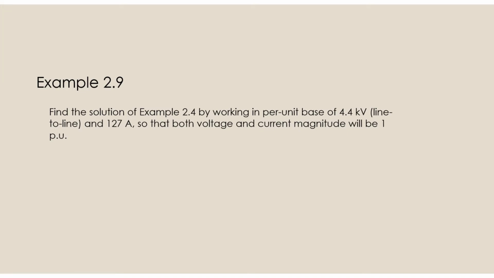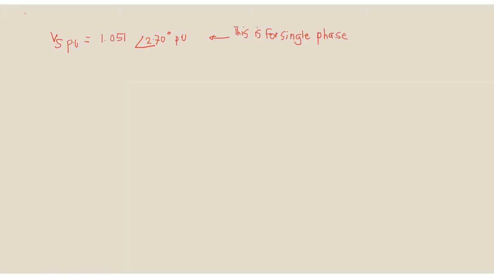Assalamualaikum. Today I'm going to continue on example 2.9. In the last class we stopped at VPU equals 1.051. This value is actually for a single phase. The question wants us to calculate the VS actual, one per phase.